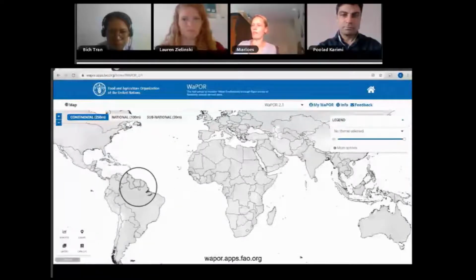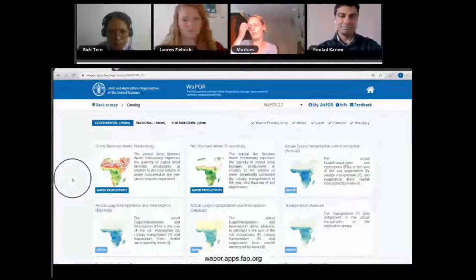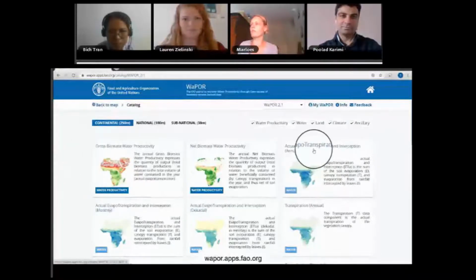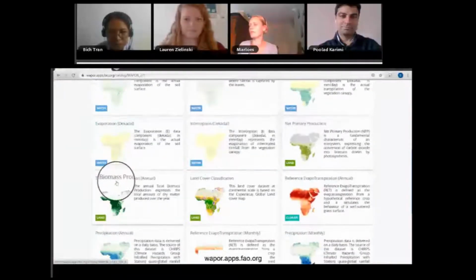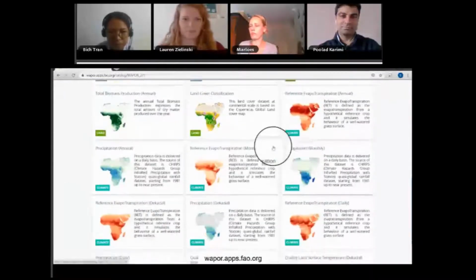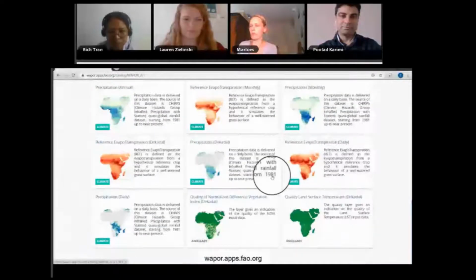What kind of data does WaPOR have to offer? All the databases are shown in the catalog. So if I click on catalog, you can see all the databases. You can see all the databases per scale level. The databases range from evapotranspiration to net primary production to biomass to precipitation to land surface temperature.